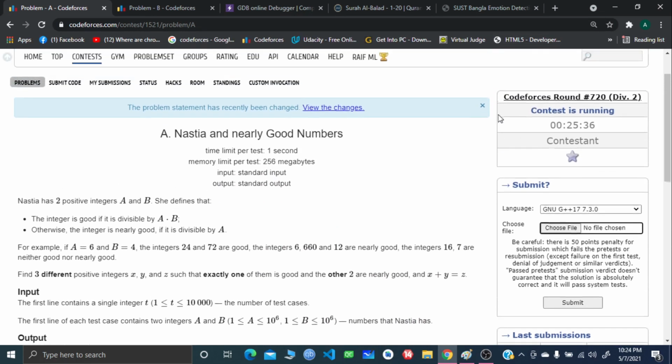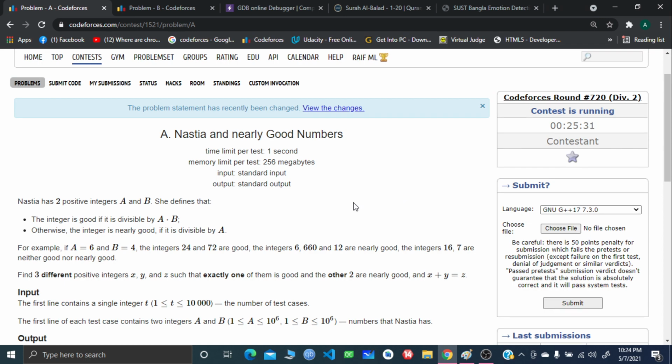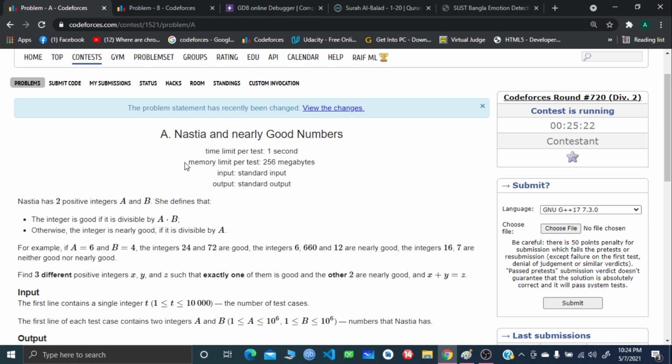I'll be explaining the recent Div 2 round, Codeforces Round 720, problem A and problem B both. Problem A and B both were quite interesting. I really enjoyed solving them. So let's jump in and demonstrate the problem statement first.